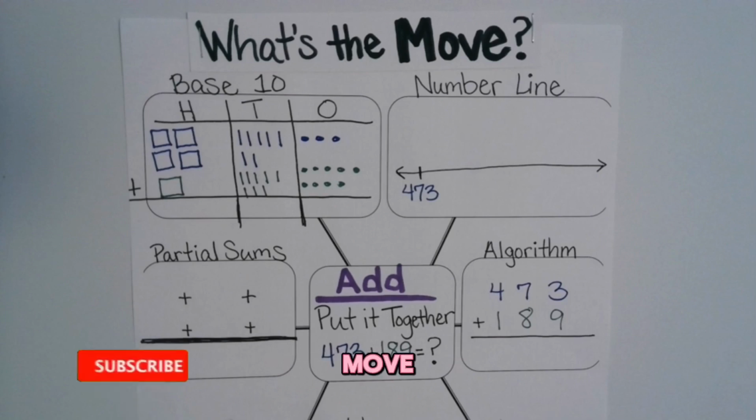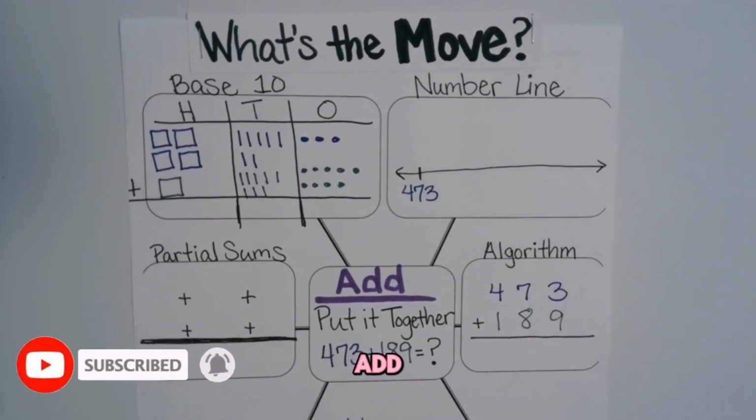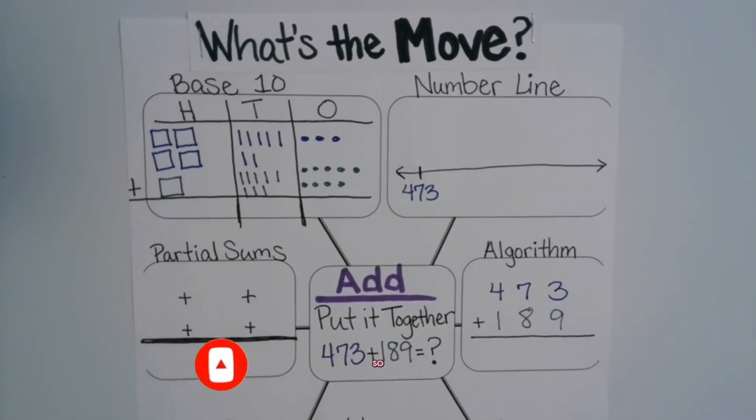All right, our move for the day is addition. What we do when we add is put things together. So to help us with representing each type of addition, we are going to be using the same numbers, 473 plus 189. Okay, as you can see, I've kind of already set up each type just to save time, but we're going to get into it.